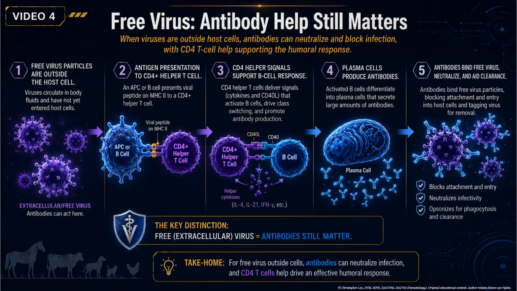So the important distinction is this: virus inside the cell requires CD8-mediated killing of infected cells. Virus outside a cell can be neutralized by antibodies, and CD4 T cells help drive that antibody response. This is why viral immunity is not simply CD8 or antibody. It is often both, depending on where the virus is in its life cycle.